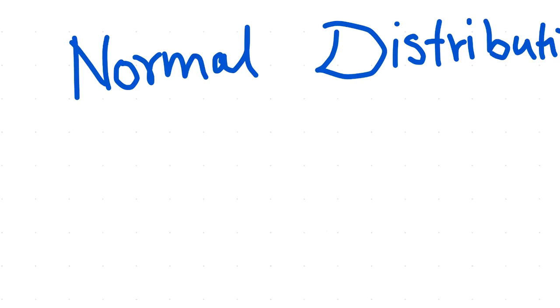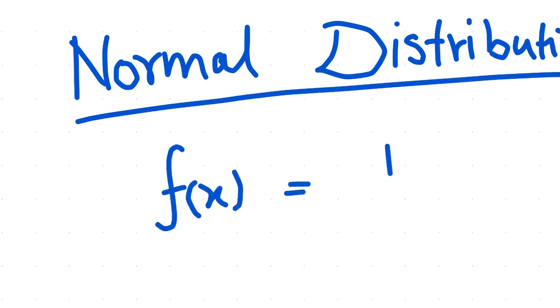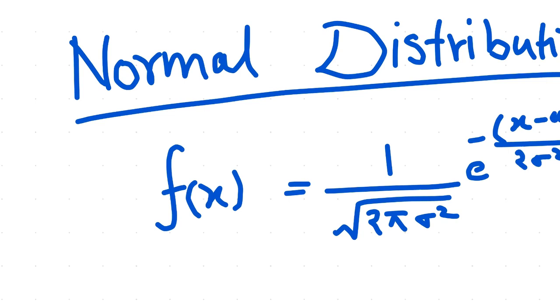Normal distribution. Its formula is f(x) is equal to 1 upon square root of 2 pi sigma square, into e to the power minus, in bracket, (x minus mu) whole square over 2 sigma square. They'll give you these values. Here I'm telling you what these are.